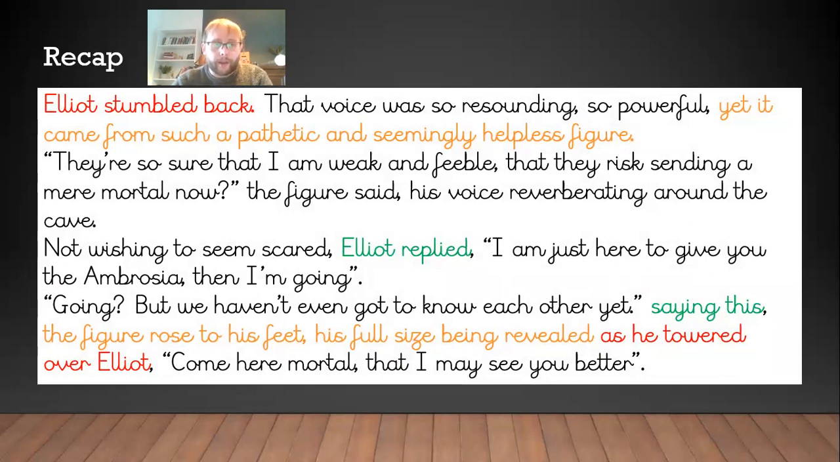The figure towering over him might give more reason why he might be scared. So that was what we looked at yesterday, the way that we can weave in our narration in between our direct speech, to help build character, to build setting, to build mood, to help engage the reader and to make the reading experience all the more enjoyable.